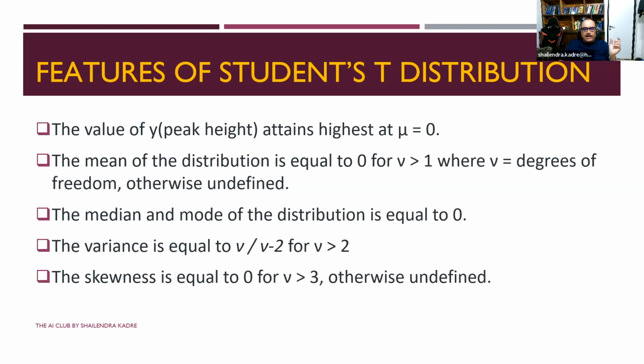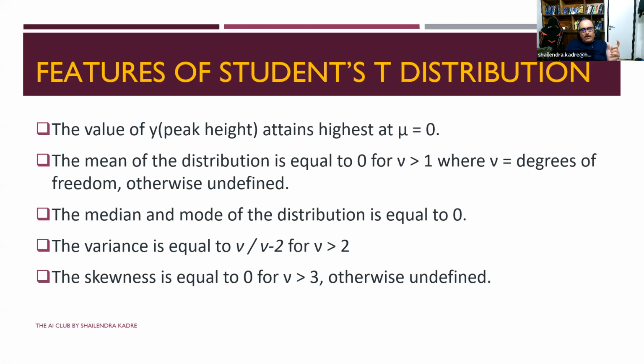You know now that standard deviation and variance we have done in one of our classes. I explained how to calculate it. So for the t statistic, if you want variance, it is given by v upon v minus 2. What is v here? V is nothing but your degrees of freedom. So df divided by df minus 2 gives you the variance. And there is something called skewness.